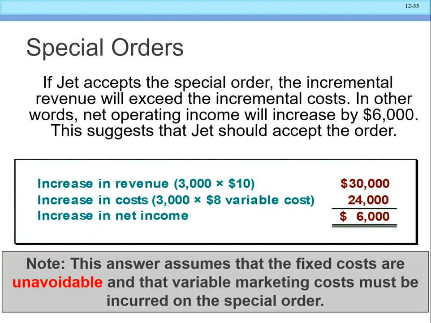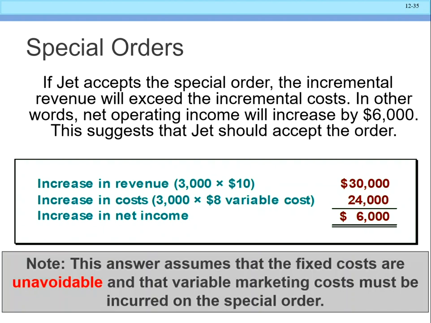Then we have calculated that they are making a product at $8 per unit. Therefore, their variable cost as a result of accepting this order is going to be 24,000. Therefore, there is a net increase in income of 6,000. Should they accept the order or should they not? Definitely, they need to accept.